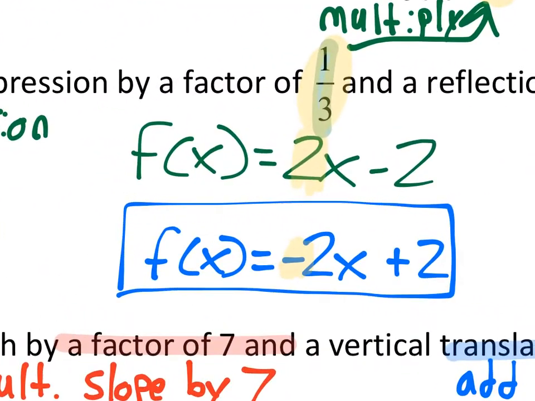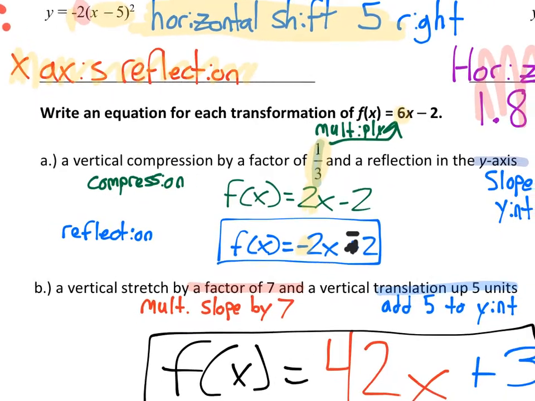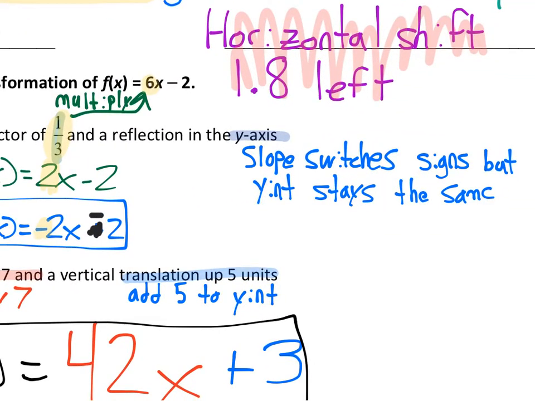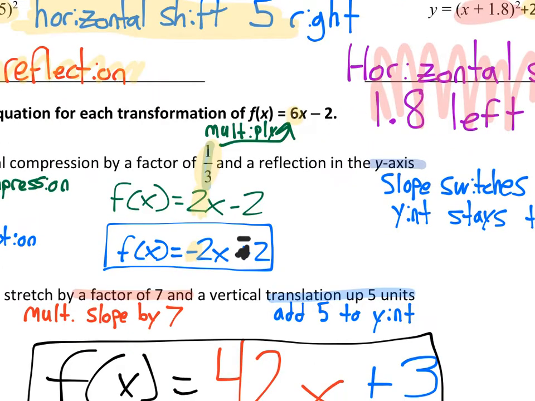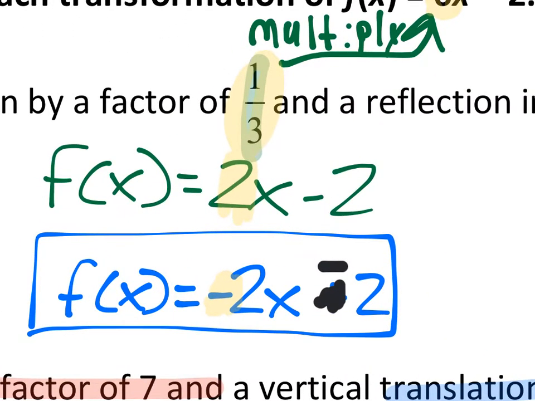So that also means here I need to switch this over. I've accidentally written the wrong thing. All right, this should still be a subtraction sign, because it says y-axis. Y-axis reflection only affects the slope. The y-intercept should stay the same, so it should stay -2 and -2.